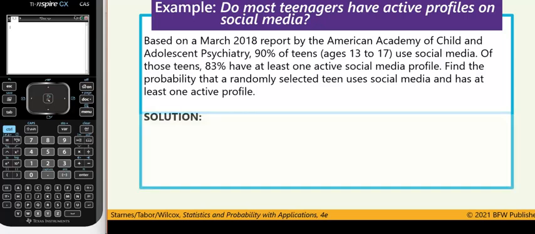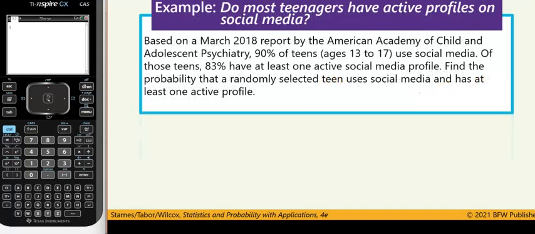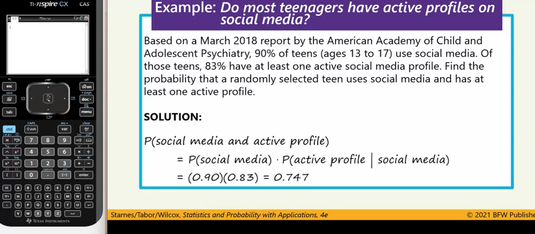Well, that sounds like we're to use the general multiplication rule, right? The formula was probability of A times probability of B, given that A has happened. So what is the probability of A? 90%, so 0.9, times the probability that you have a profile given that you use social media, 83%. We're just going to multiply these two probabilities. In words, that's what we're doing, plugging into that formula. And again, this is somewhat intuitive: you multiply those two things and you get the answer.